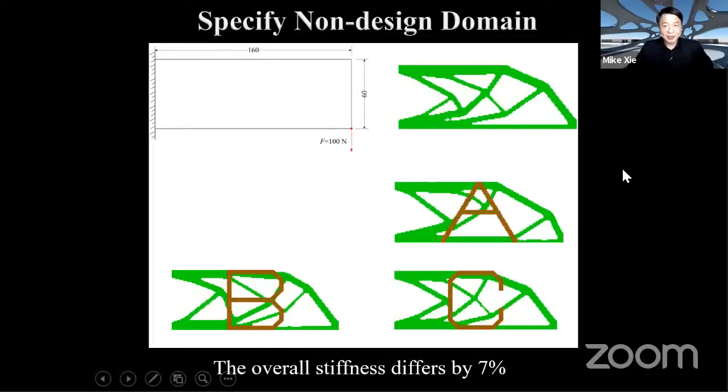The next strategy is we can specify some non-design domains in the structure. So this cantilever beam, if you don't have any constraint, you will get this design. Sometimes certain areas you can't change or can't modify. So you can have this A, which should always be there, B, C, and by specifying these non-design domains, you get different design outcomes. And the structure performance of the 4 solutions are all very close to each other.